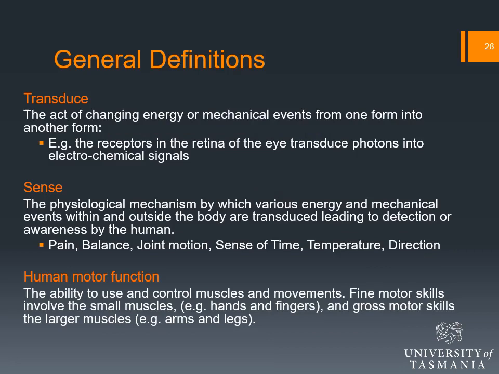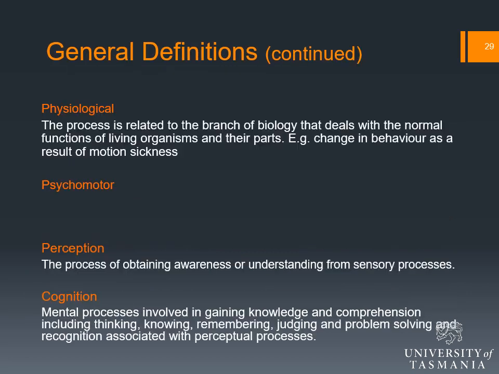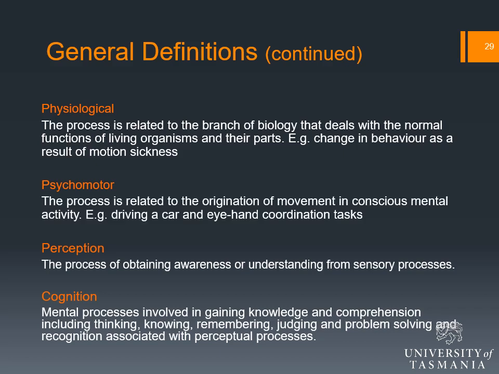So this couple of slides here is talking about the general definition, so I won't spend too much time on this one. Just quickly, senses: a sense of pain, balance, joy, sense of time, temperature, directions. Human motors is how people move their hands, fingers, and arms. And this first one, physiological. This is basically a branch of biology, change the behavior, result motion sickness. So anything like sweat, motion sickness, ability to move, and breathing, chest cavity popping up and down, things like that.